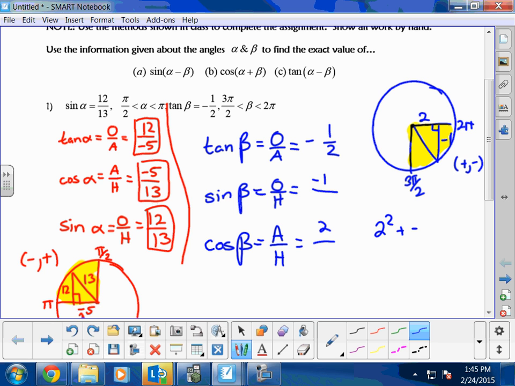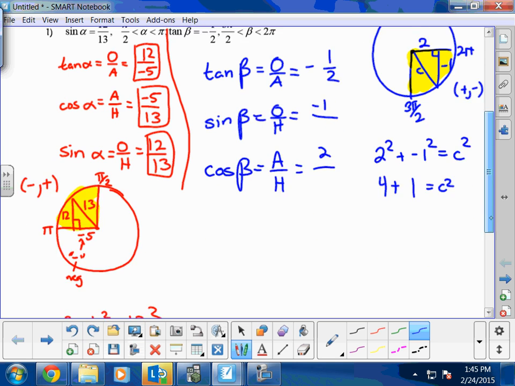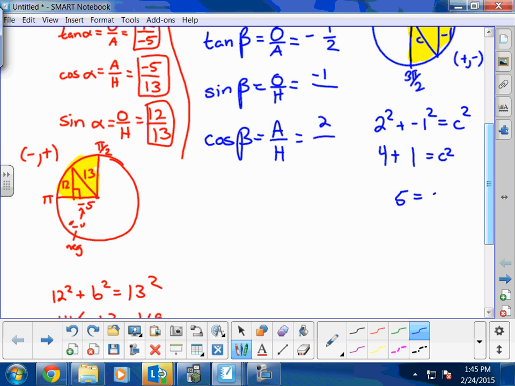2 squared plus negative 1 squared is equal to c squared, this being c in this case. I'll get 4 plus 5. Oops, not 4 plus 5, 4 plus 1. I jumped ahead of myself because I'm already adding in my brain. c squared, and I end up getting 5 is equal to c squared. Now this is important because we find out what the hypotenuse is, which is the square root of 5.